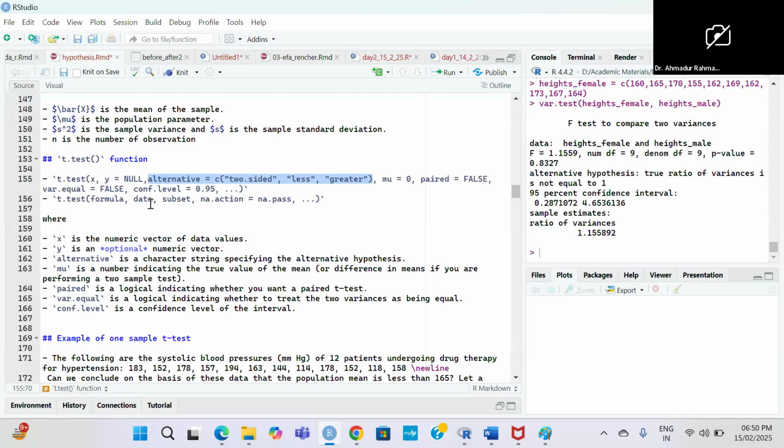It should be clear in your mind whether your hypothesis test is less than type, greater than type, or two-sided. So for two-sided, it is two.sided. And then mu is equal to 0. This is used if we say, what we have said? We have said that, I think, the diabetes of Indian people is around 15%. So here mu will be 15, right?